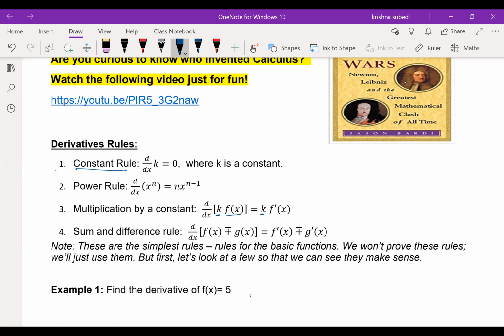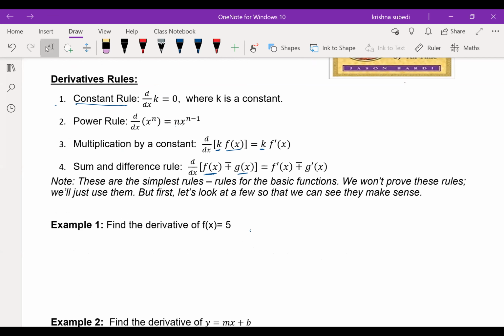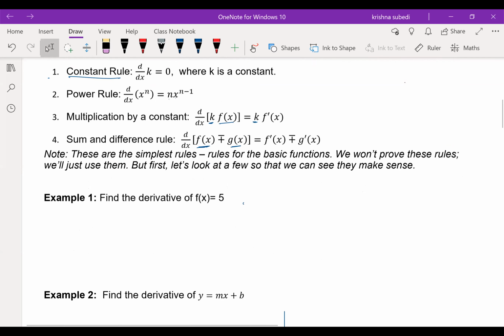If we are given the sum of two functions, let's say f of x and g of x, then the derivative of f of x plus or minus g of x will be f prime of x plus or minus g prime of x. So let's look at some examples, to see whether that makes sense.